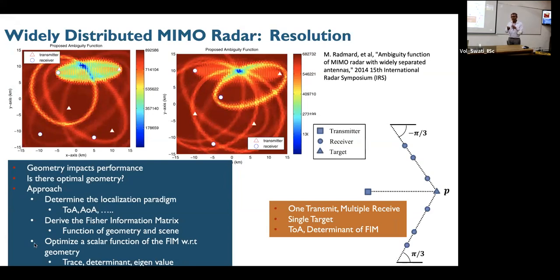But suppose I know some information about the scenery, I could do the optimization. Here is another situation where they did a bit of optimization, or chose a different set of transmit-receive pairs, and then you could see that the ambiguity function is improved. So there's been some work already in the literature on how to place the antennas or the radar receivers for particular geometries: one transmit, multiple receive, two transmit, multiple receive, these kinds of geometries.